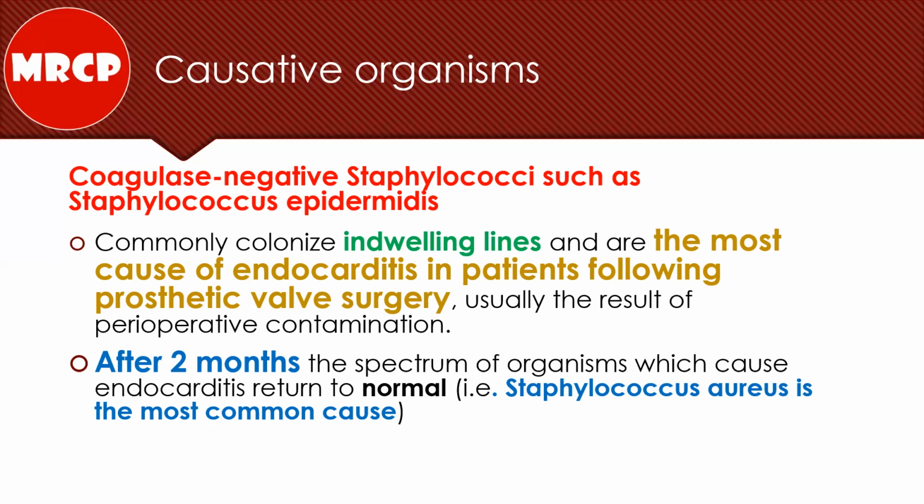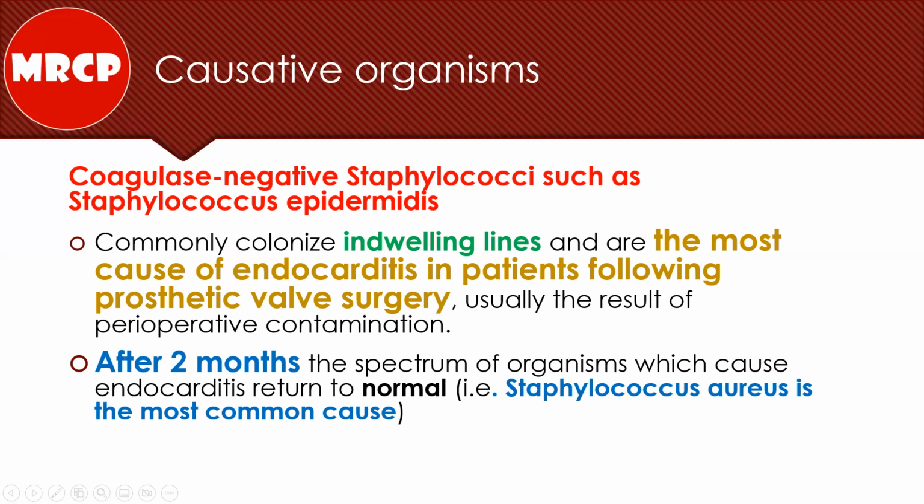So in this clinical scenario, you will have a patient who had a surgery for prosthetic valve repair or replacement, and this patient presents to you within 2 months after the surgery, complaining of fever and a new onset murmur or a change in the previous murmur. So this is infective endocarditis by definition. What is the most common causative organism? In this setting, it is Staphylococcus epidermidis.